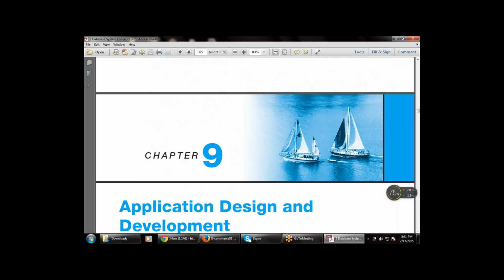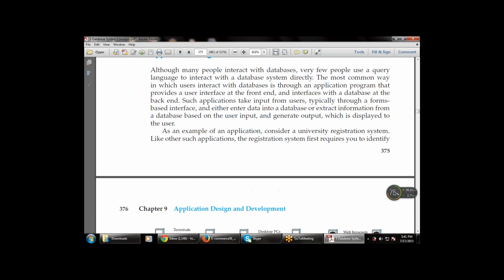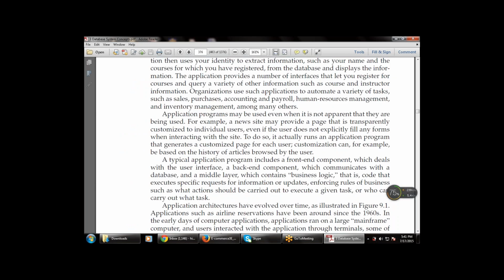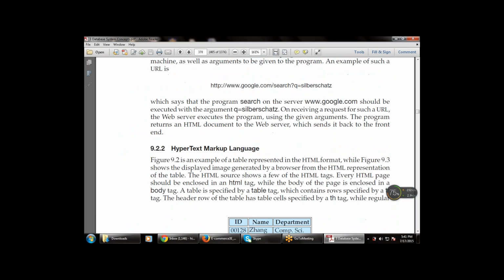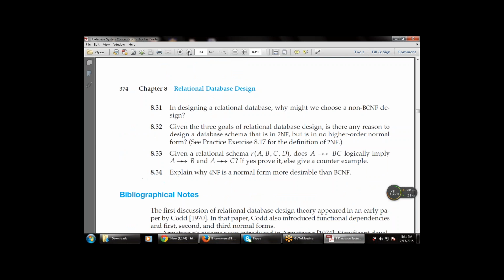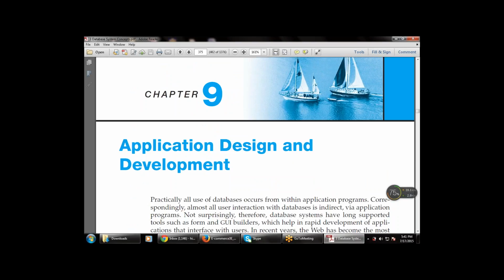Now the next chapter is chapter number 9, the application design and development. That is how to design the application, and what are the various development phases available. This is something related to the networking part, that is what a URL is and how to design them. Very interesting topic. I'm not going to start right now. Let's finish this class here, and then move to chapter number 9 in Monday's class.